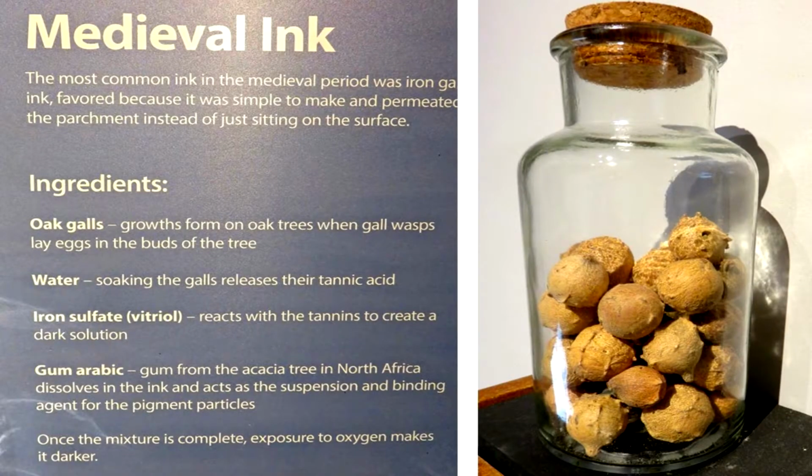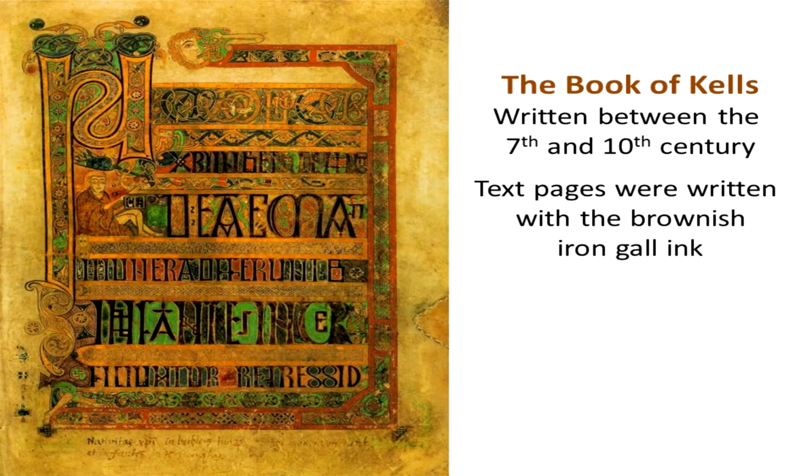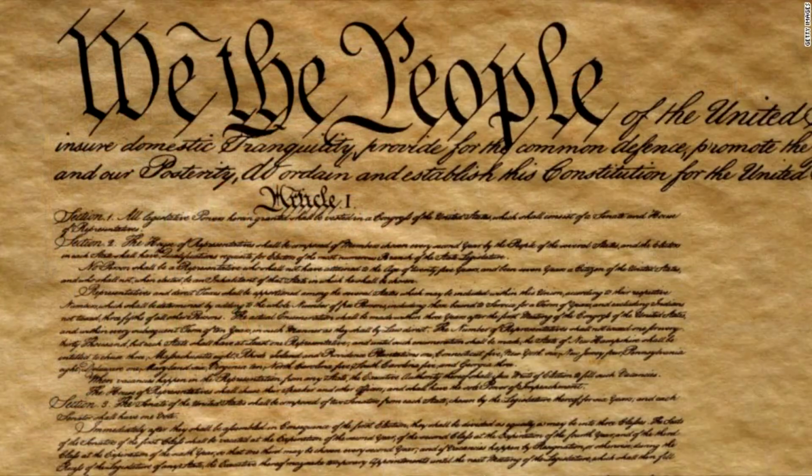Da Vinci and Rembrandt drawings used Gall Ink. The Dead Sea Scrolls, the Book of Kells, the Constitution, and even Mozart's and Bach's music used Gall Ink.